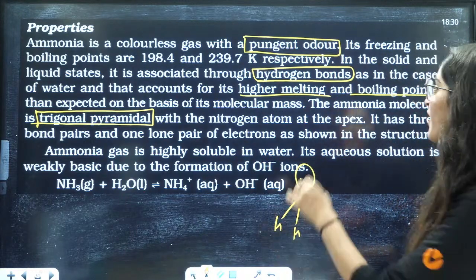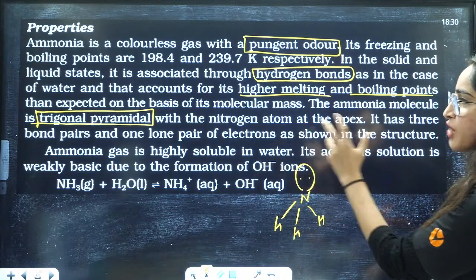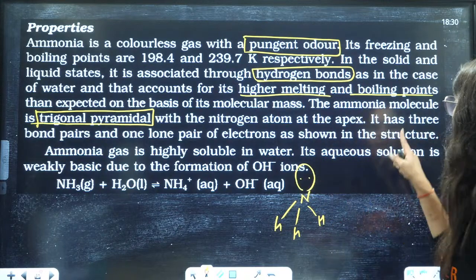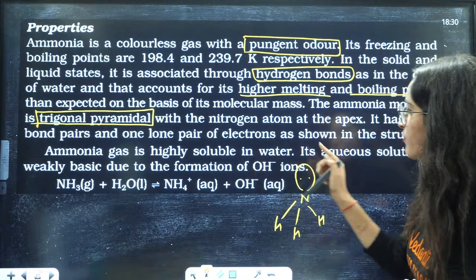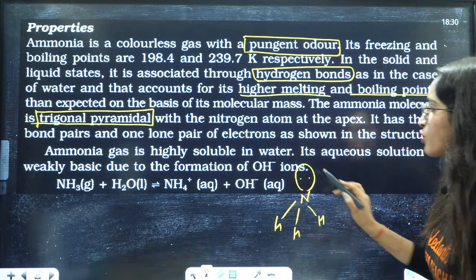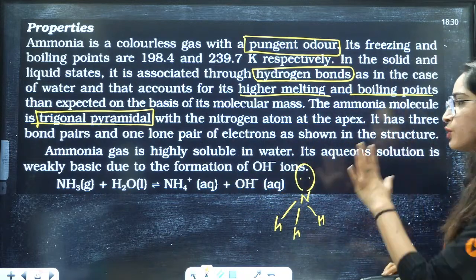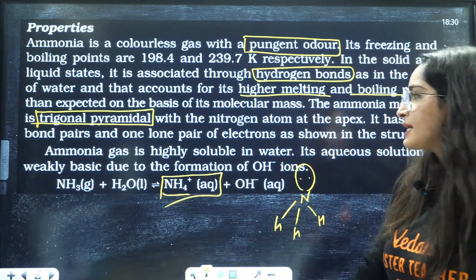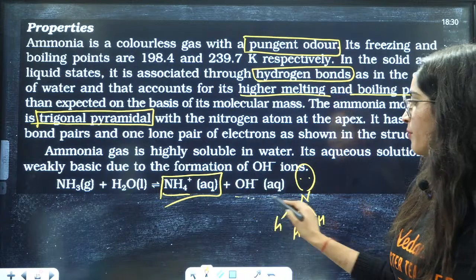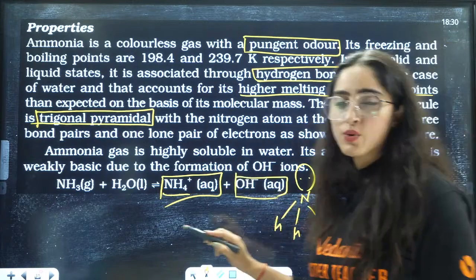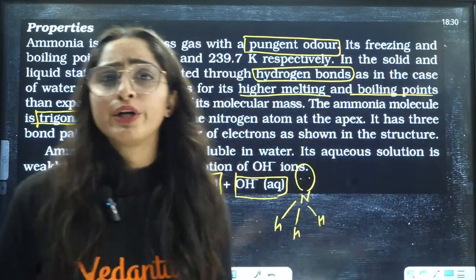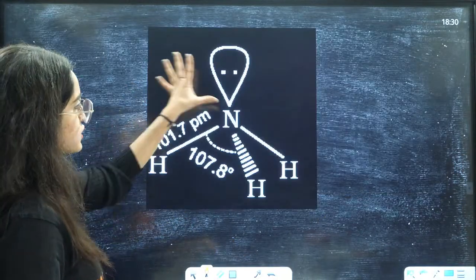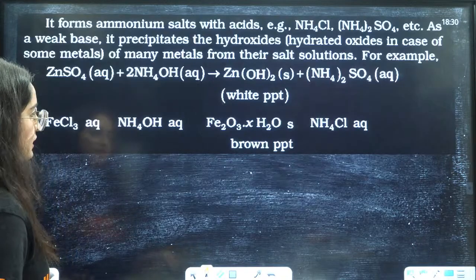Okay, the ammonia molecule is trigonal pyramidal with the nitrogen atom at the apex. Nitrogen has 3 bond pairs and 1 lone pair. Ammonia gas is highly soluble in water. In aqueous solution it forms the ammonium ion. It is weakly basic due to the formation of OH negative. Once you add water to it, the solution becomes weakly basic. So this is basically your ammonia.